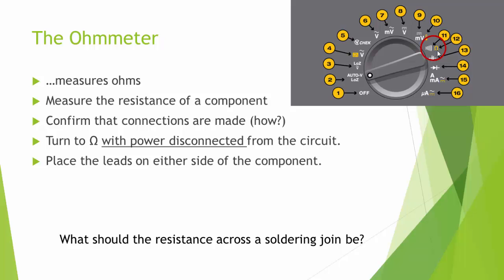So what should the resistance across a soldering joint be? Well, you probably realize by now that that resistance should be zero. So you can measure that resistance that way to make sure you got a good soldering joint.